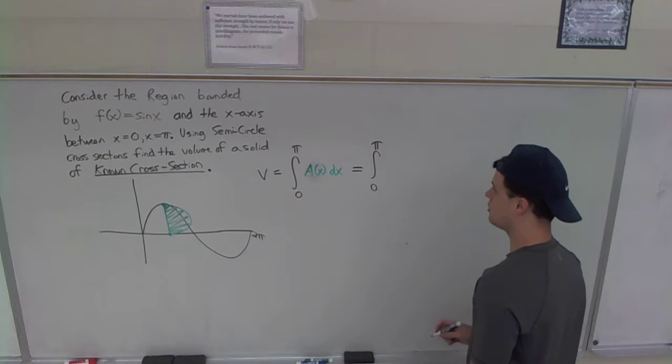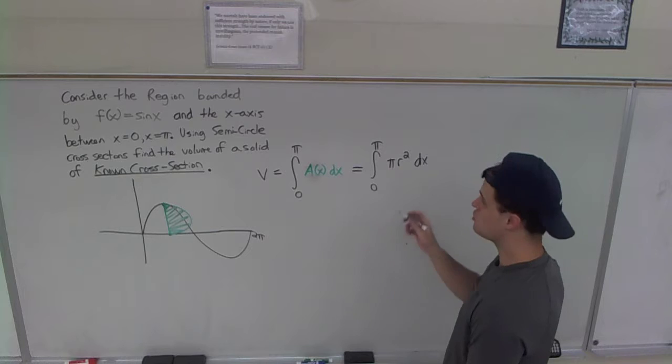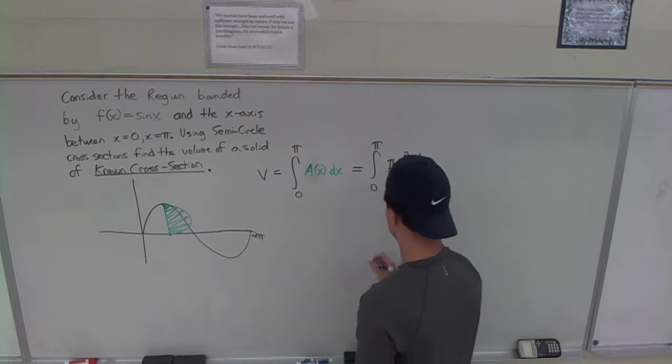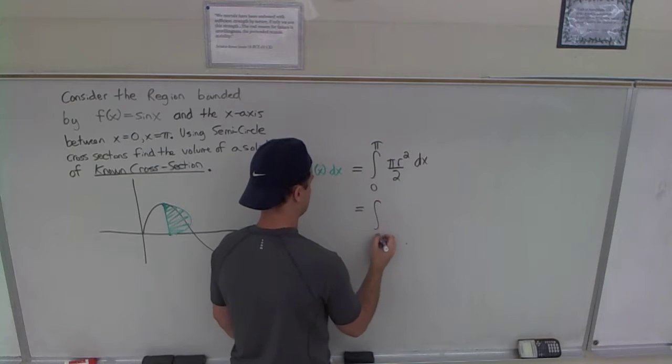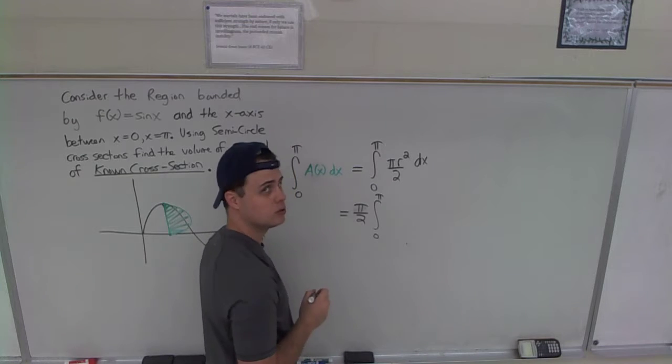Okay, so for this one, what is our area formula? Our area formula is a semicircle, so we're going to have pi r squared dx, and it's a semicircle, so it's going to be over 2. So let's simplify. We've got 0 to pi. Pi over 2, I think, can come out on this one, so let's take that, factor that out of our integral.